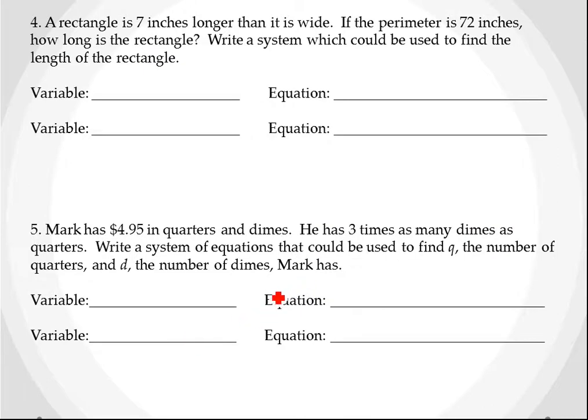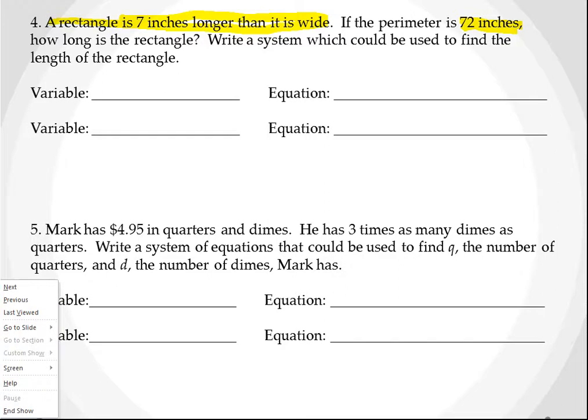Number 4, a rectangle is 7 inches longer than it is wide. If the perimeter is 72 inches, how long is the rectangle? Write a system that could be used to find the length of the rectangle. All right, so at first blush, it looks like the only thing we have for a total is this right here. However, we need to look for other things, and this says a rectangle is 7 inches longer than it is wide. So what we need to do is we need to come up with a whole equation based on this, and this is a little bit different way of doing it.